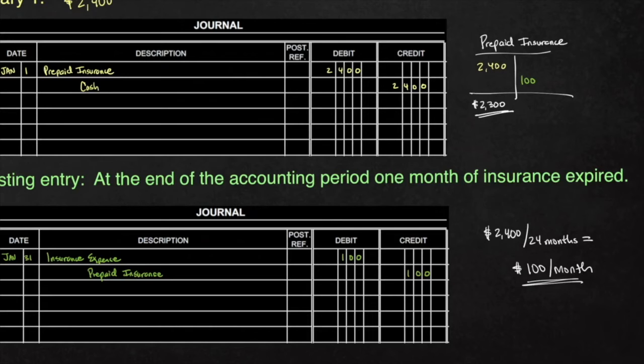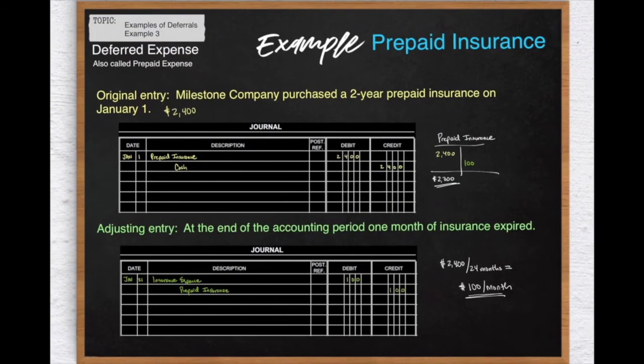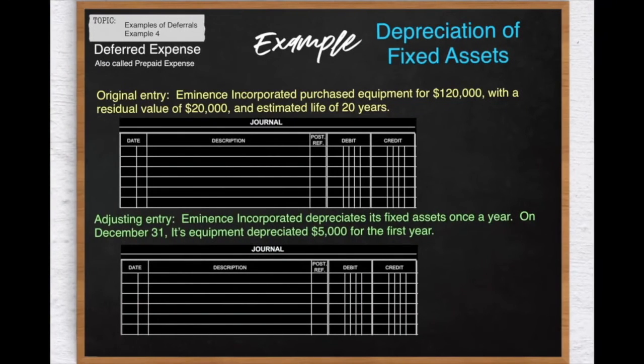Once again, try to make a T account for the account that you're going to adjust. Let's go over one last example here for deferred expense. And our example deals with depreciation of fixed assets. So again, deferred expense, also called prepaid expense, and we're going to go over the depreciation of fixed assets.